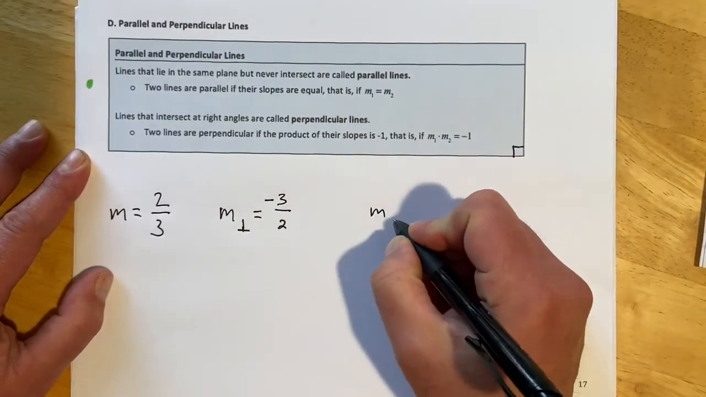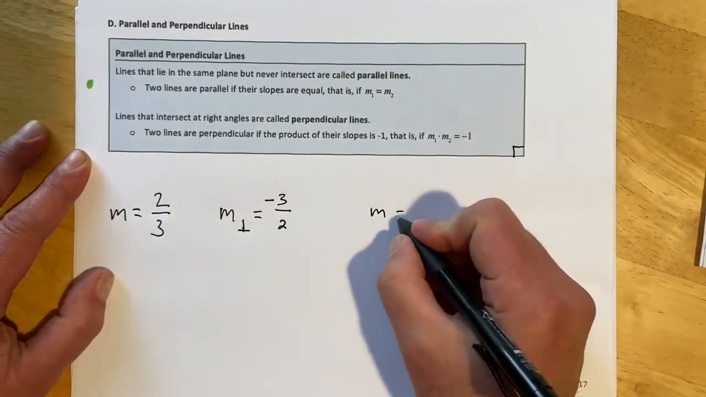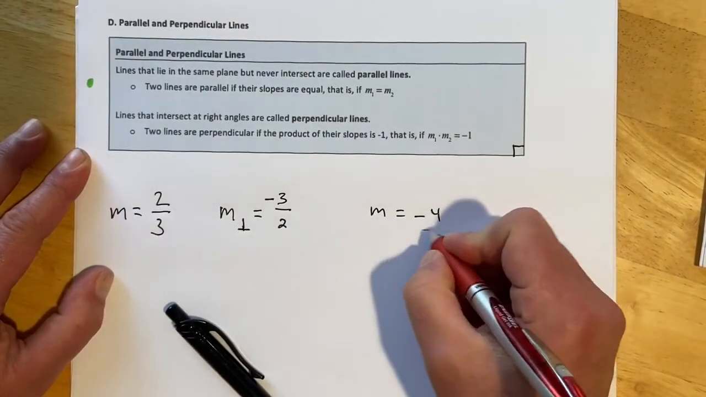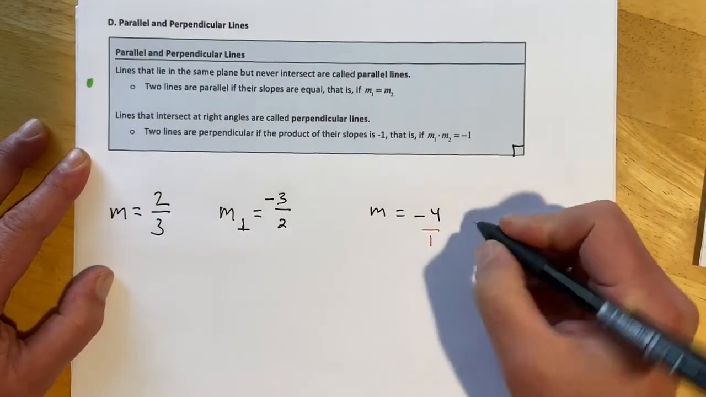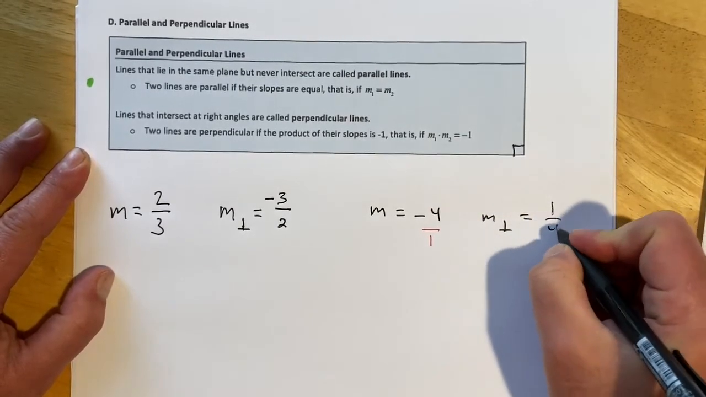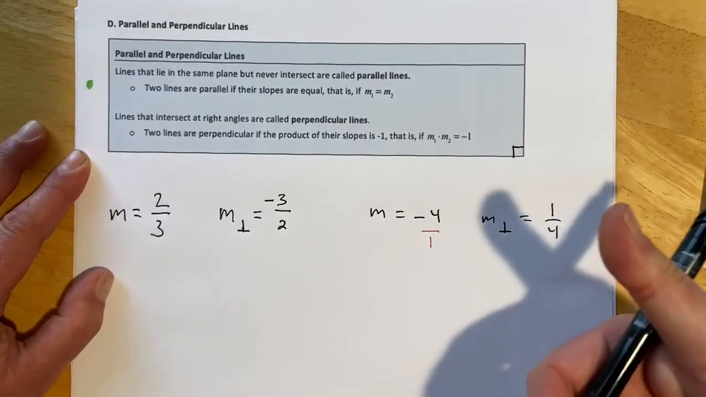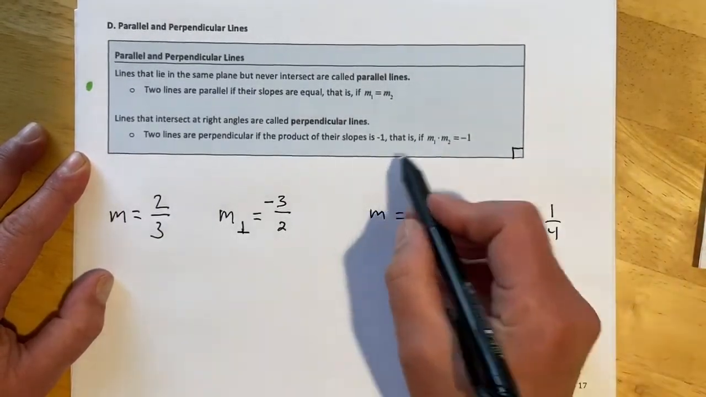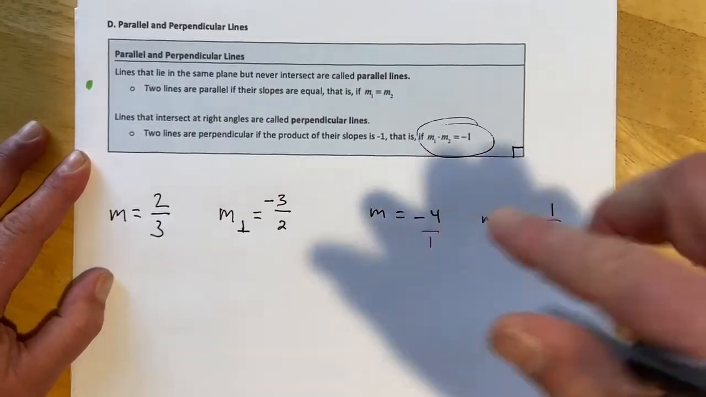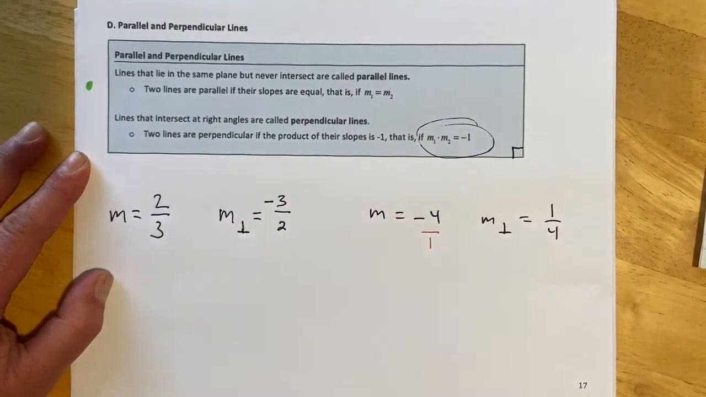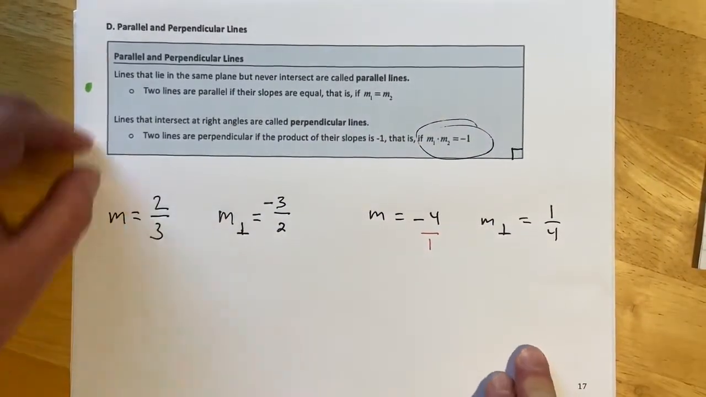If my original slope was, say, -4, that's really like -4/1. Then my perpendicular slope would be 1/4. So it would be positive and then the reciprocal. You can see I get -4/4, -1 again. So this is the official definition, but I think if you think of it as taking the reciprocal and changing the sign, it's an easier way to get there.